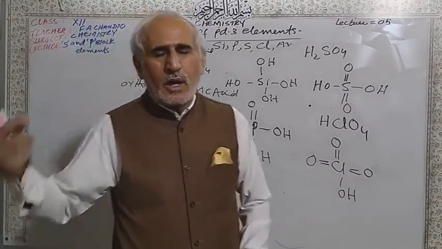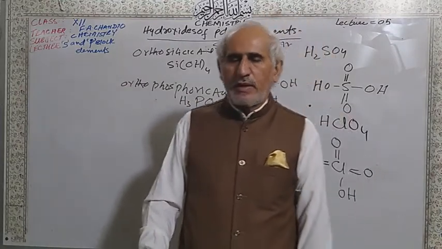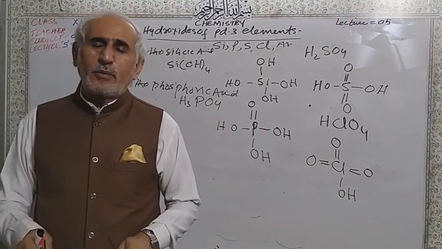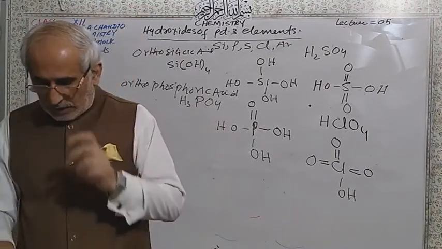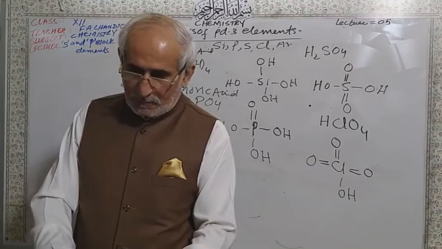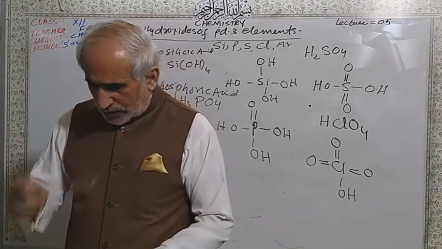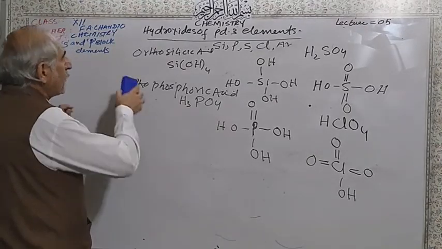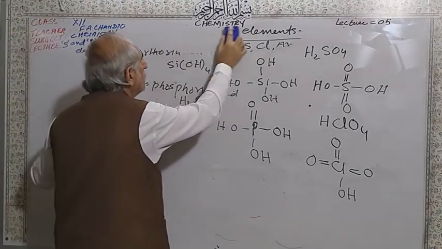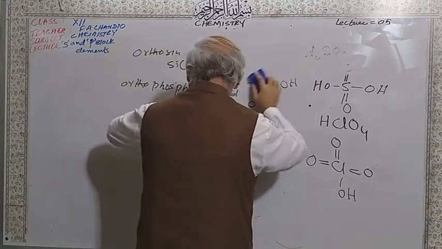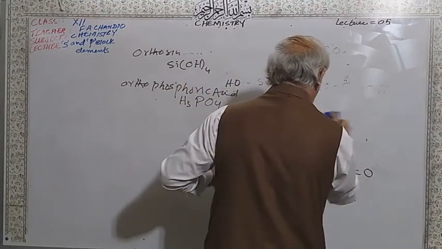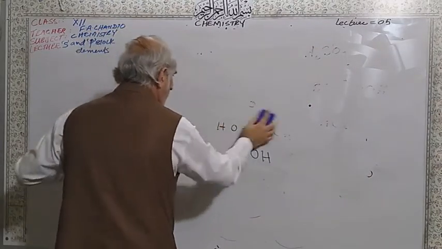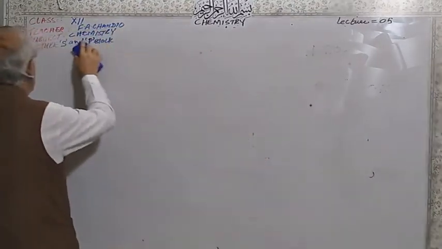So there are quick quizzes, you must solve them. Exercise questions and quick quizzes. Justify sodium hydroxide and magnesium hydroxide are basic in nature. They have hydroxyl ions, they dissociate into hydroxyl ions in water, and they can react with acids to form salt and water. That's why they are basic in nature.